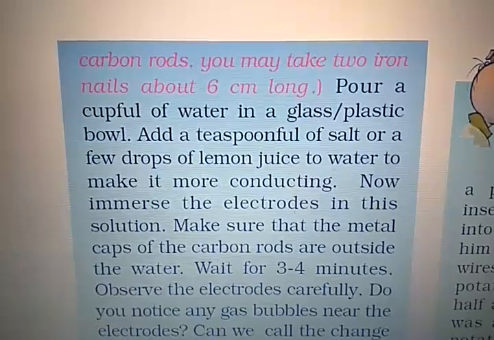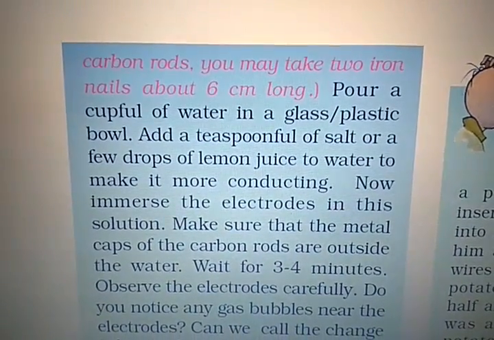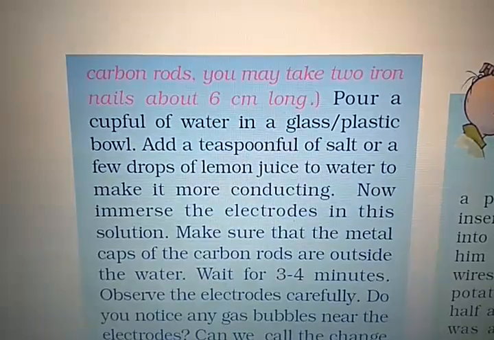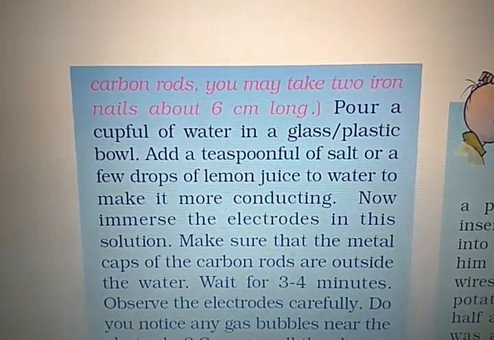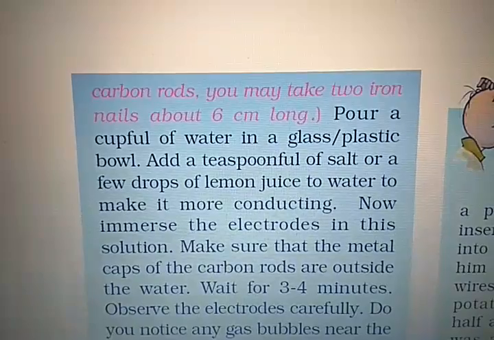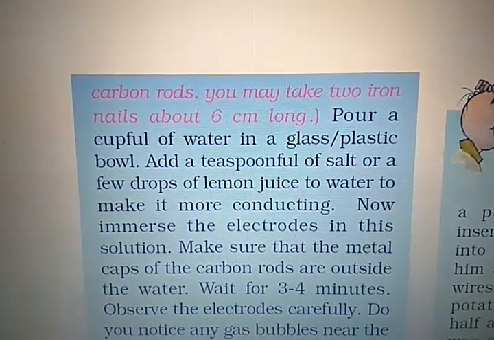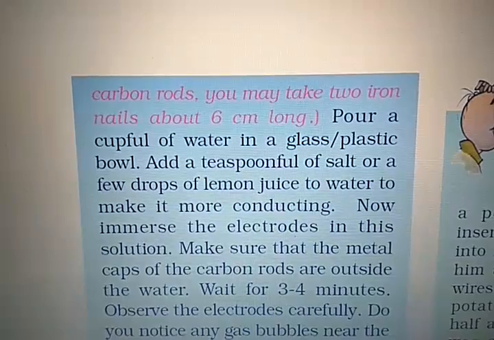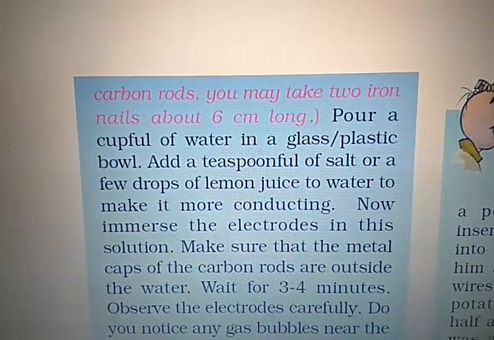So you may take two iron nails about 6 cm long. Pour a cup full of water in a glass or plastic bowl. Add a teaspoon of salt or a few drops of lemon juice to the water to make it more conducting. Now immerse the electrodes in this solution. Make sure that the metal caps of the carbon rods are outside the water. It should not be inside, right?